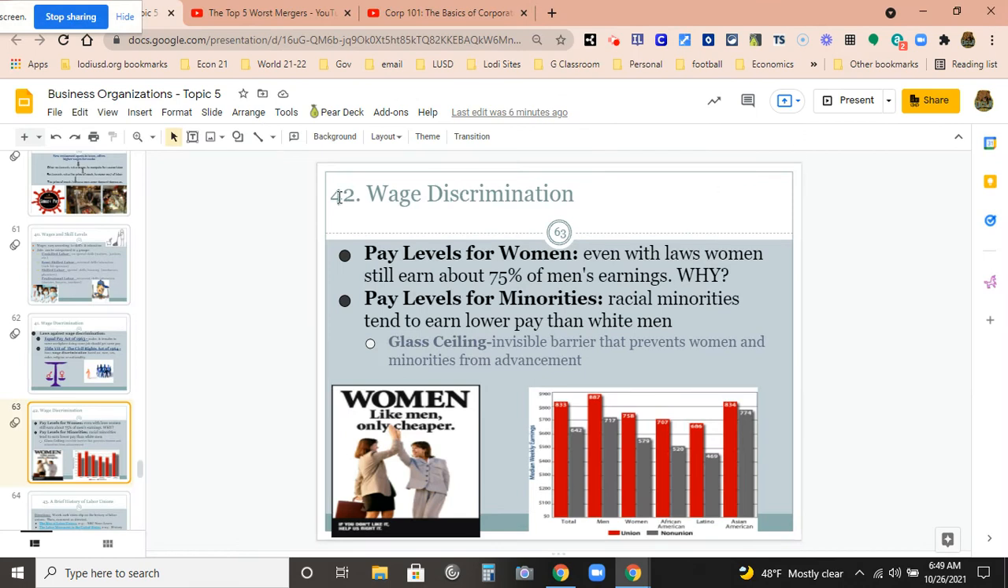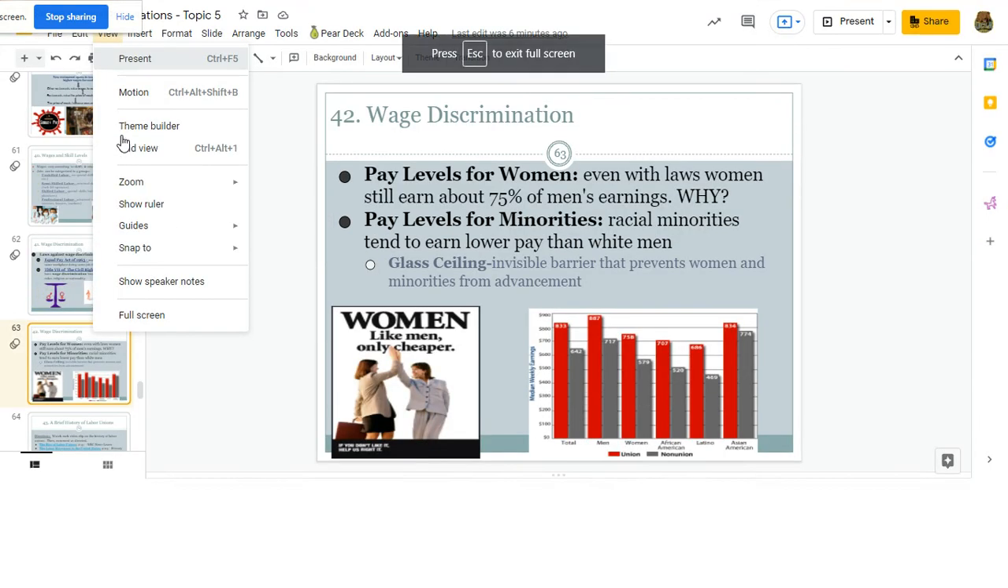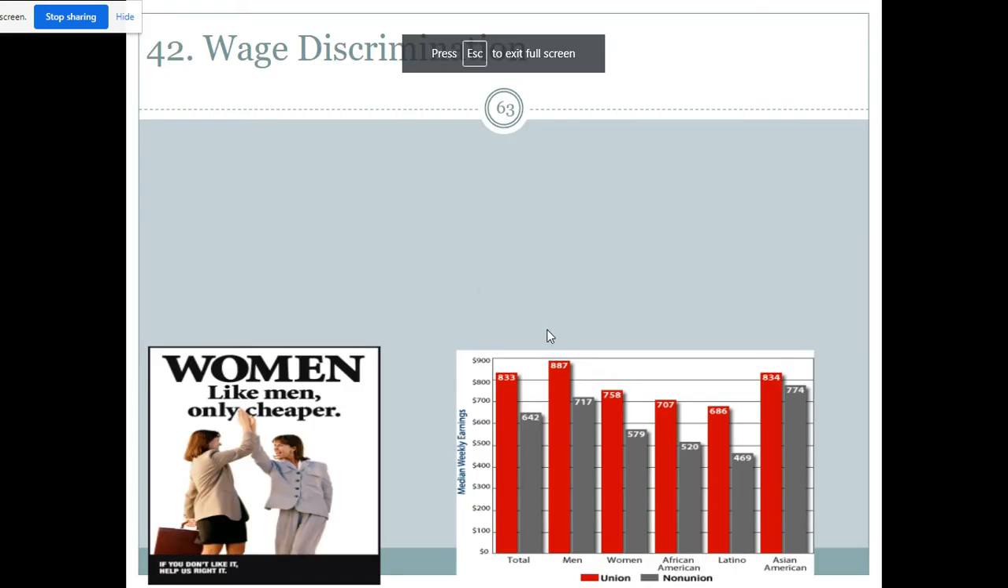Women like men, only cheaper. So that's pointing out the wage unfairness. Let's take a look at this. See if we can look at this bar graph a little closer.